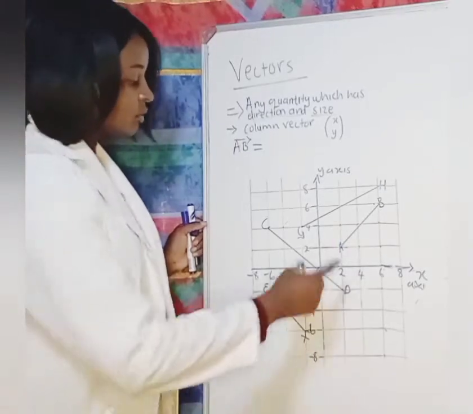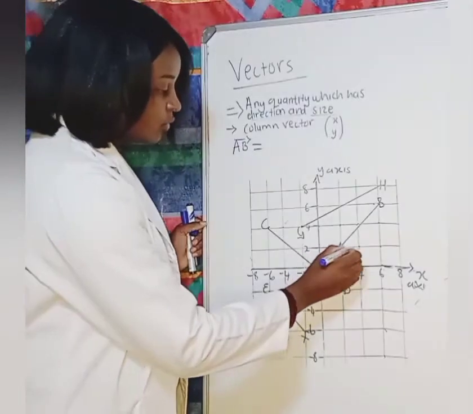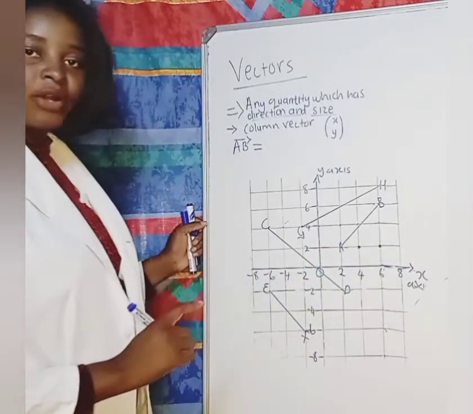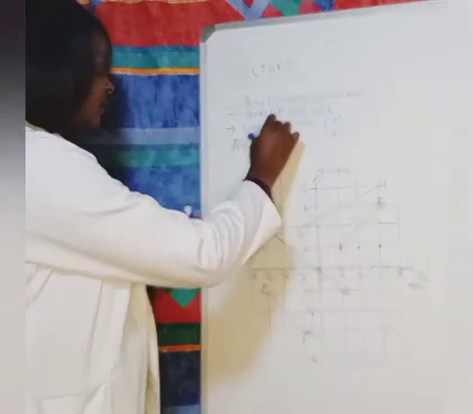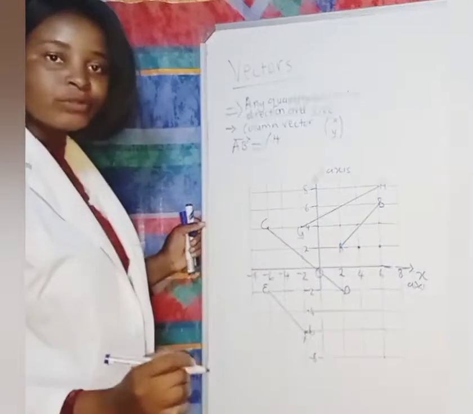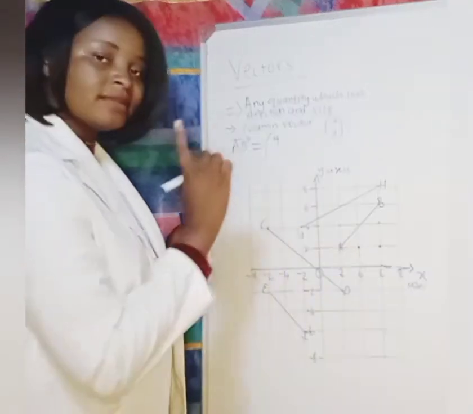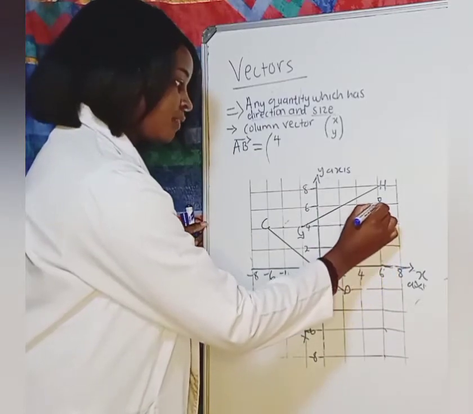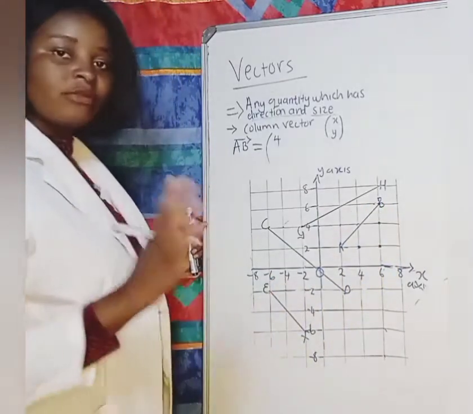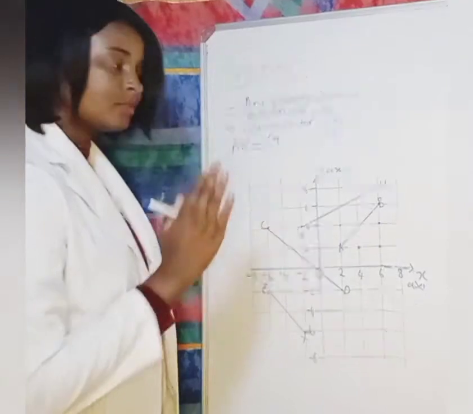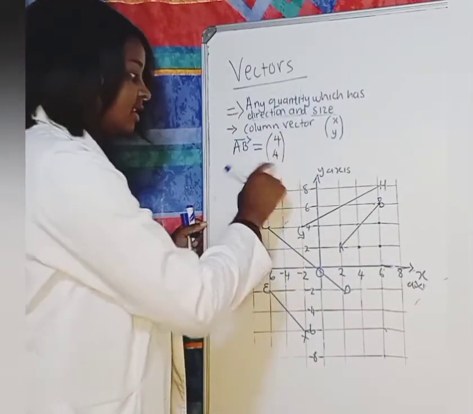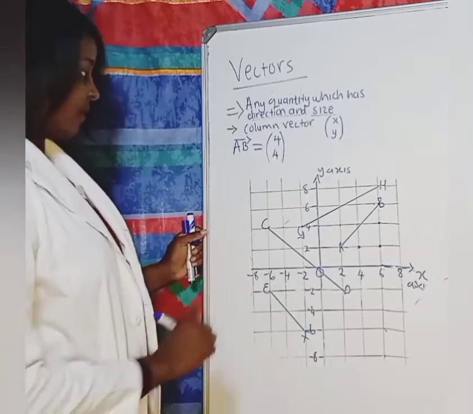Okay, so from A, we say 2, 4. We moved 4 units in the x-axis going to the right, so my 4 is going to be positive. Now let's move upwards so that we can reach B. We say 2, 4. So we have moved 4 units up, and because it's 4 units up, it's going to be positive. That's our vector AB.